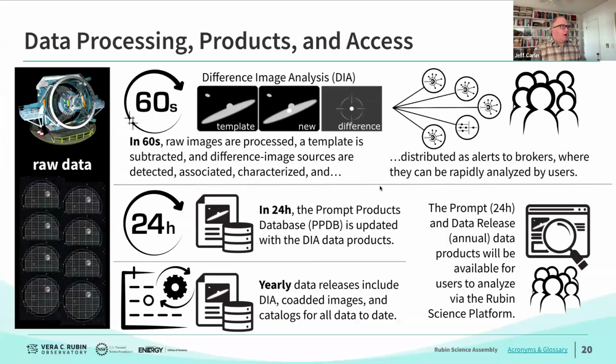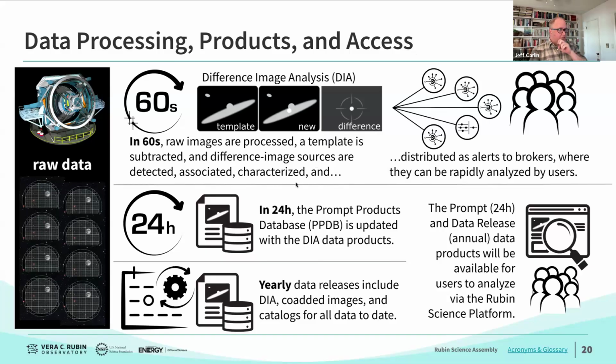So as I mentioned, there are data products being generated on various scales. The first, which I discussed already, was the difference image analysis, which happens within 60 seconds of a new image being taken. We subtract the template image off, run detection, source association, everything on the difference images, and distribute those worldwide to alert brokers. And that is world public immediately as soon as it reaches a broker.